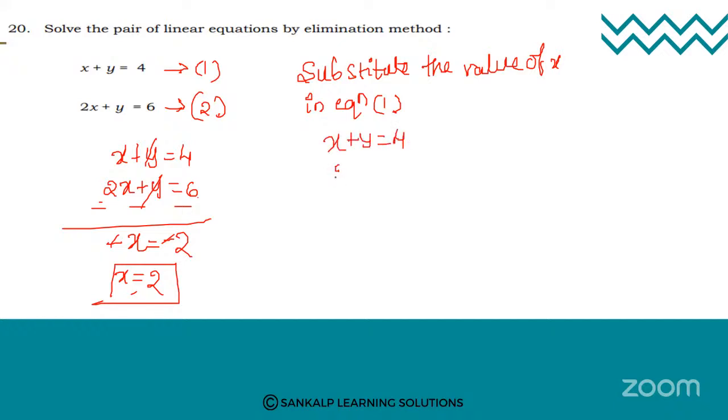So x value is 2 here. 2 plus y is equal to 4. So y is equal to 4 minus 2. Transfer this 2 to this side. So y value is 2 here. x is equal to 2 and y is equal to 2. So this is about elimination method. Next one.